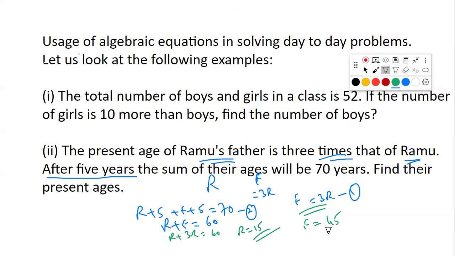So what is your answer? 15 and 45. Yes, Simran, right. Ramu 15, father 45. Perfect. Whoever is getting the answer, you can put it in the chat box, please. Equations are helping you to find the values for the variables. So the answers are 21, and then 45 and 15.